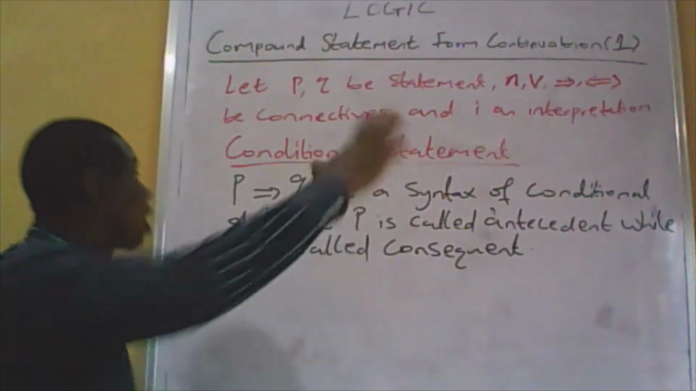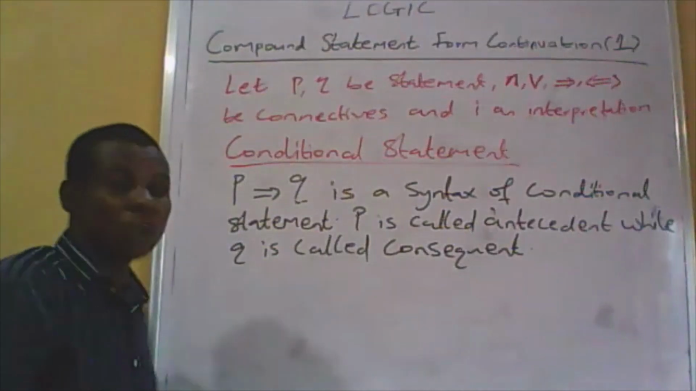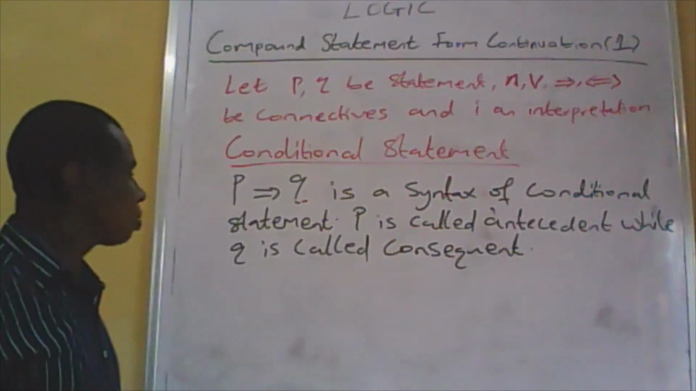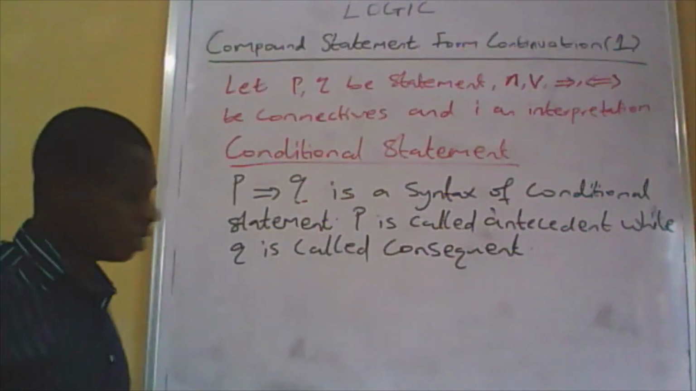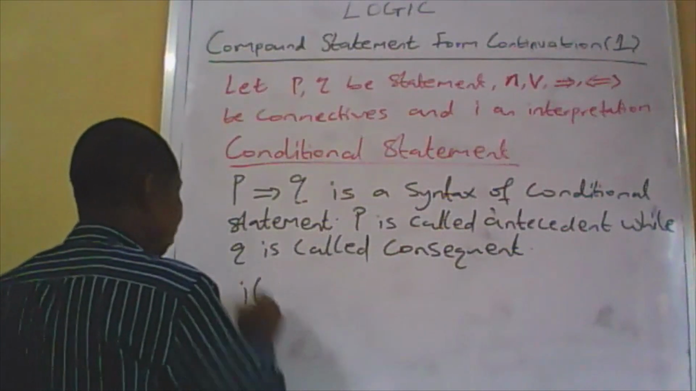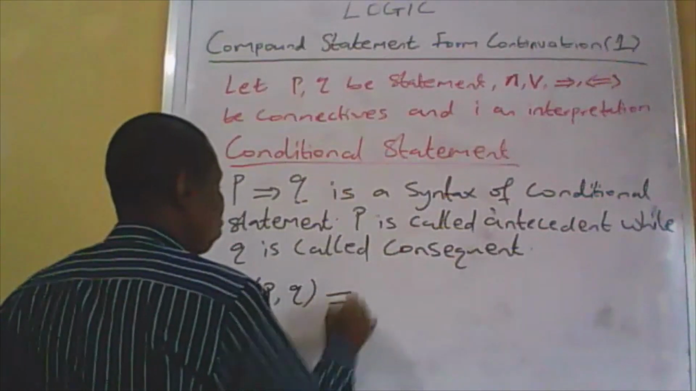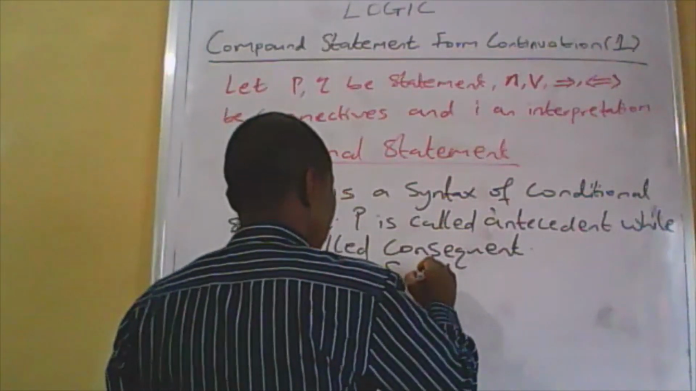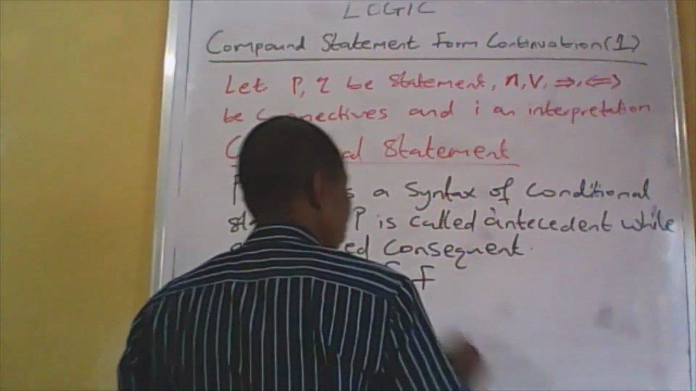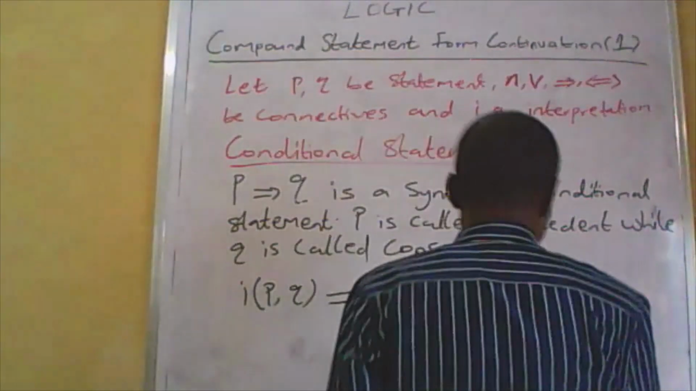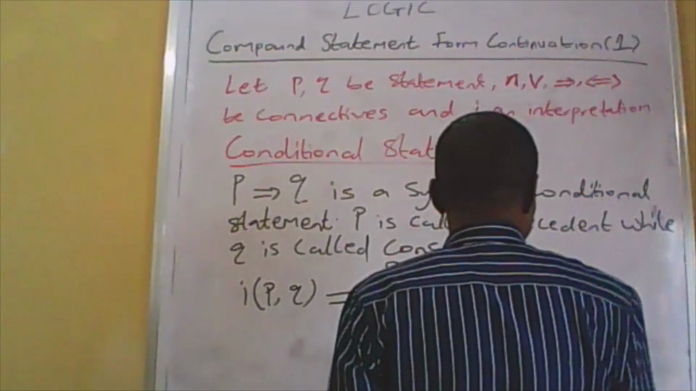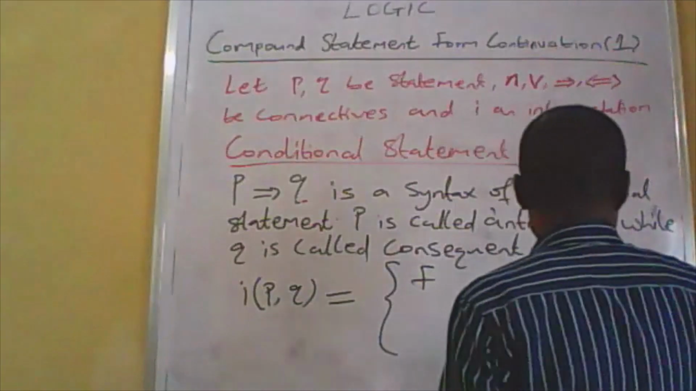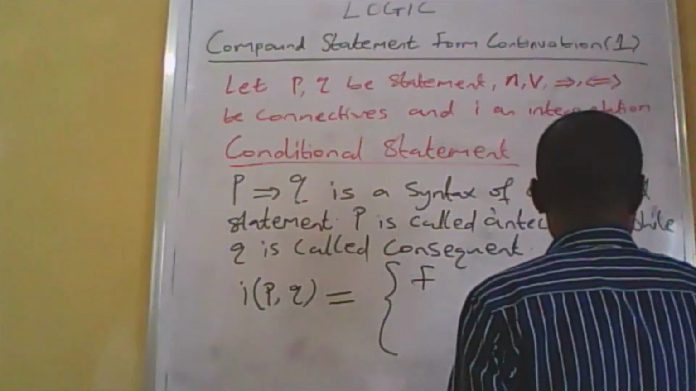Let's go to their semantics. Whenever you see P implies Q, you have known that it is a conditional statement by the syntax P implies Q. Then you go to the semantics. It says that I of P implies Q is equal to F if I of P is equal to T and I of Q is equal to F.